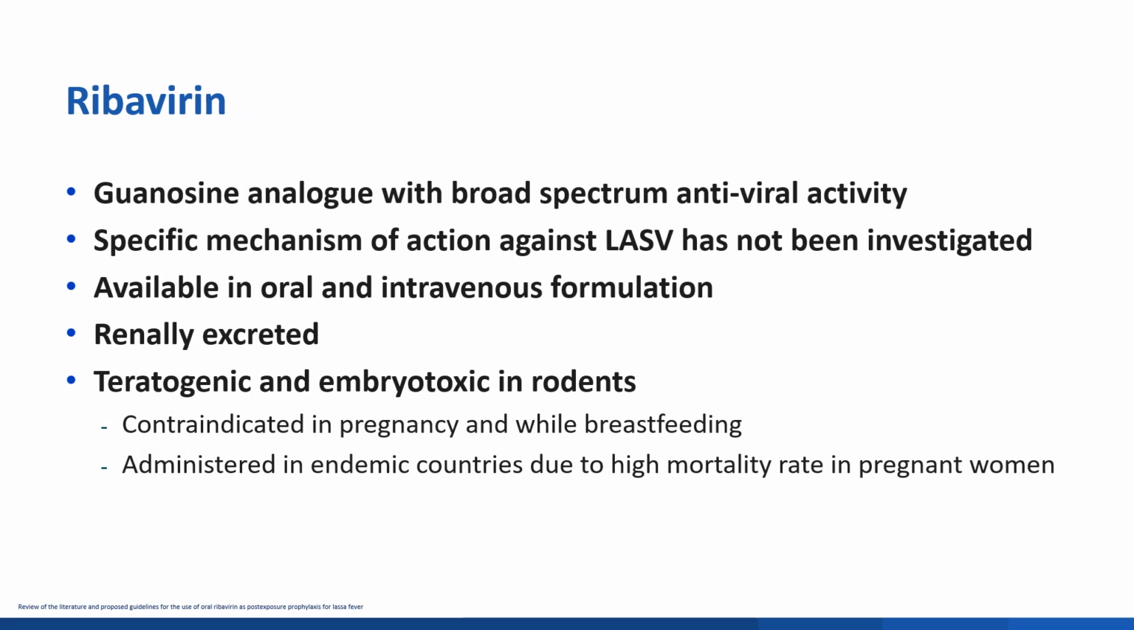Ribavirin is a guanosine analog with broad-spectrum antiviral activity. The specific mechanism of action against Lassa virus has not been investigated. It's available in oral and intravenous formulations and is renally excreted. Ribavirin has been shown to be teratogenic and embryotoxic in rodents and is therefore contraindicated in pregnancy and while breastfeeding. However, due to the high case fatality rate of Lassa fever in pregnant women, ribavirin has been administered to pregnant mothers during outbreaks in endemic countries.